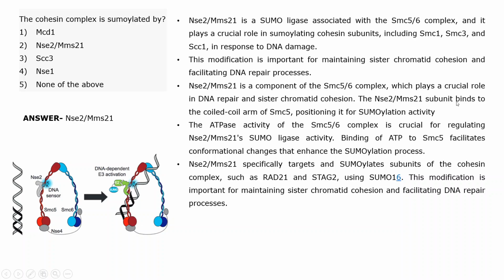And yeah, it binds to the coiled arm of SMC5, positioned for sumoylation activity, and because of the ATPase activity of the SMC5/6 complex, the head region can undergo ATP hydrolysis there, right? It is needed for regulating the sumoylation ligase activity of this particular MMS21 or NSE2 complex. Binding of ATP to SMC5 facilitates conformational changes that enhance the sumoylation process. And it specifically targets and sumoylates subunits of the cohesin complex such as RAD21, STAG2 using SUMO1. And as we have discussed before, it is involved in sister chromatid cohesion, and also in the DNA repair process and everything. So I hope it is clear. Does anyone have any doubt?